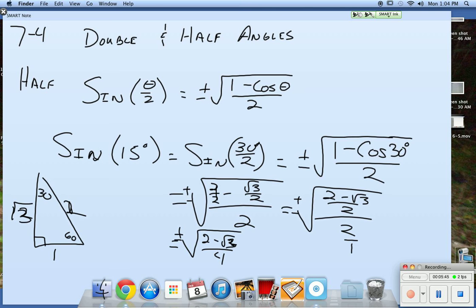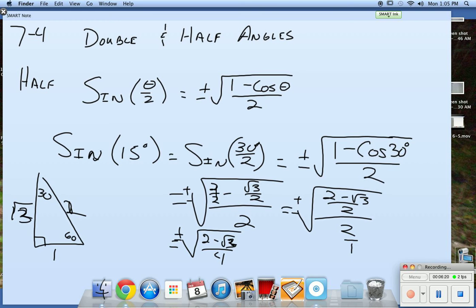I don't want it in a fraction over a fraction. Okay? If I was to give sine of 15 degrees, I don't have a triangle that works with 15 degrees, but I do have one that works with 30. So I can make this 30 over 2. Now I know what my theta is for each one of them. That's the essence of the half angle. Any questions on that?